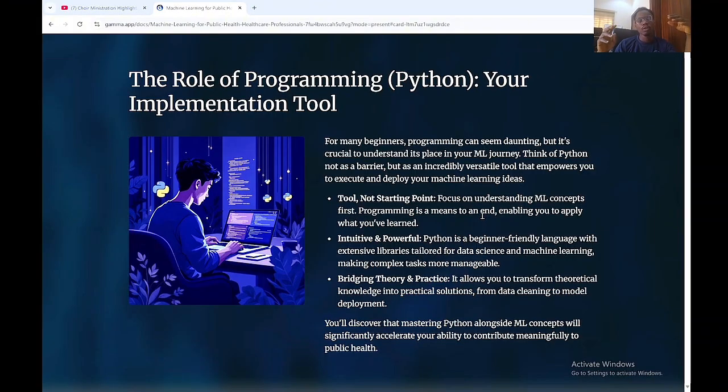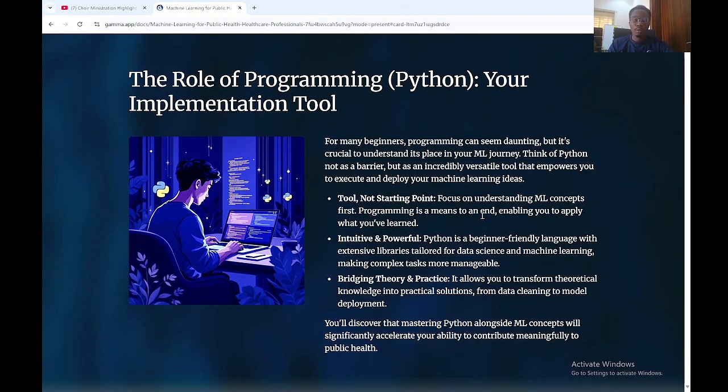So think about Python not as a barrier, but as an incredibly versatile tool that empowers you to execute and deploy your machine learning ideas. That's why you need to get very hands-on with it. Make sure you're always practicing it day by day, and focus on the tool, not as a starting point. Focus on understanding some of the machine learning concepts first. Then programming is the means for you to execute it. So it's more like it enables you to apply what you've learned. And it's intuitive and powerful.